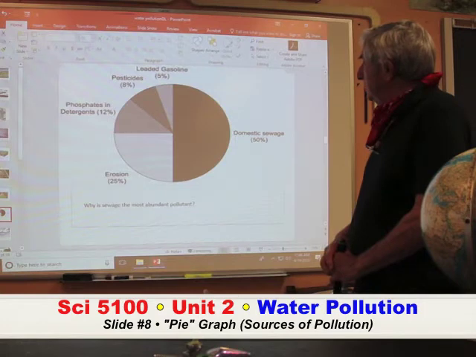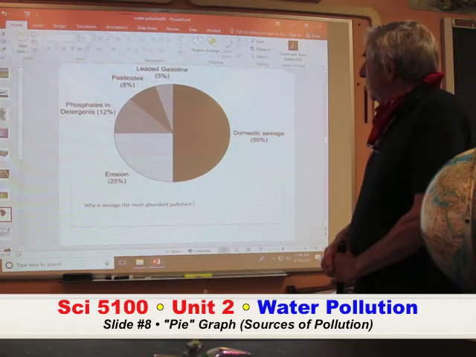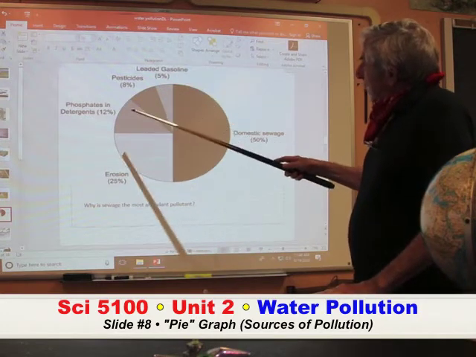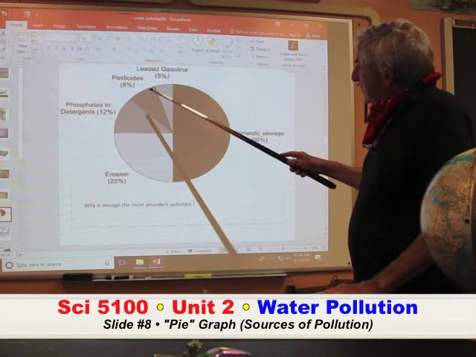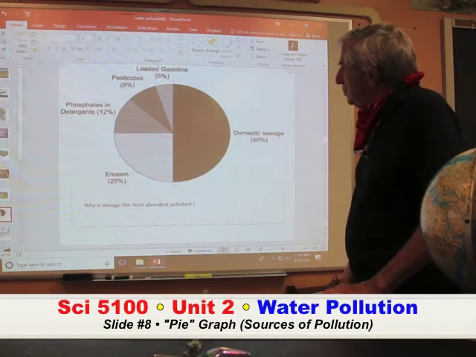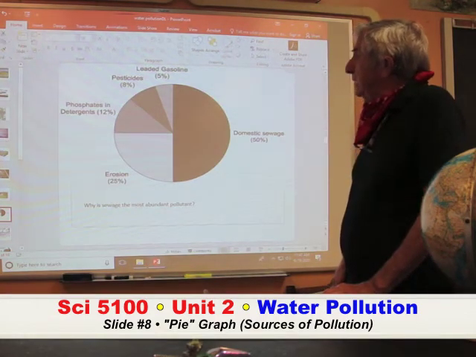So if we look at this graph here, this wheel graph of certain causes of pollution or pollutants, we see that sewage is pretty high up there. Why is sewage so high? 50%. And some of the other things like gasoline and pesticides and phosphates. Phosphates are used mostly in farming. Phosphates are nutrients that help plants grow.